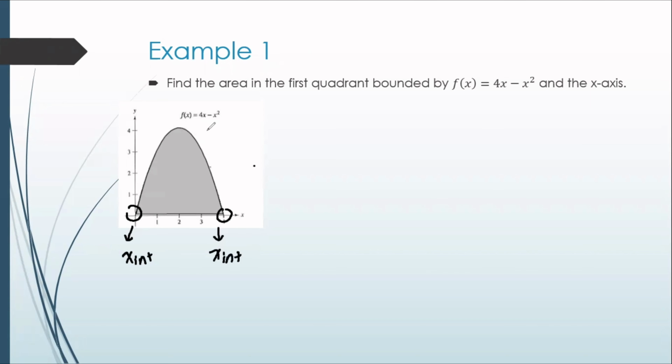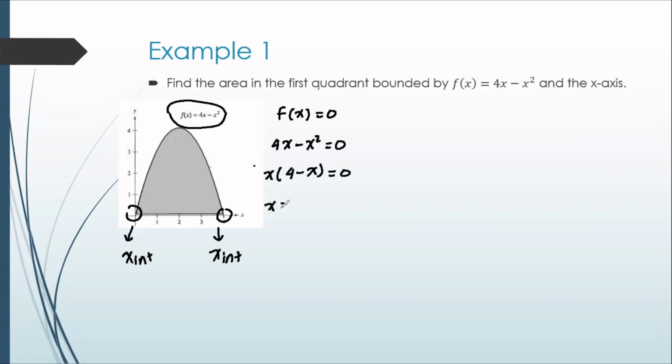So we need to find what is the x-intercept of this function. X-intercept means when the f(x) is equal to 0. So you will have 4x minus x squared is equal to 0. Then we can factorize the x. So you will get two x-intercepts, which is x equal to 0 and x is equal to 4. So this one must be 0, this one must be 4.